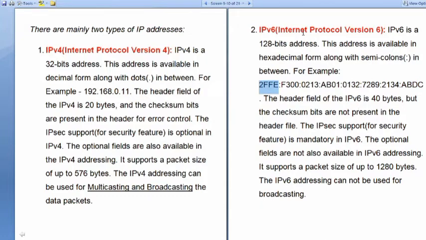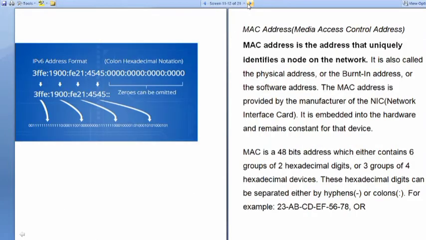So this is IPv6, and it can give more addresses to various devices as compared to IPv4. Now this is what an IPv6 address format looks like. As you can see, this is the colon hexadecimal notation, and the previous was dotted decimal notation. This is known as colon hexadecimal notation.